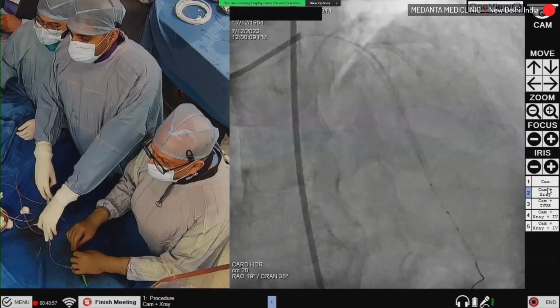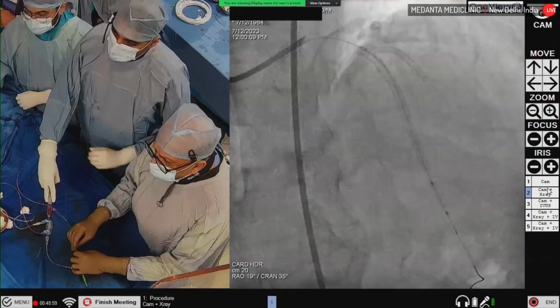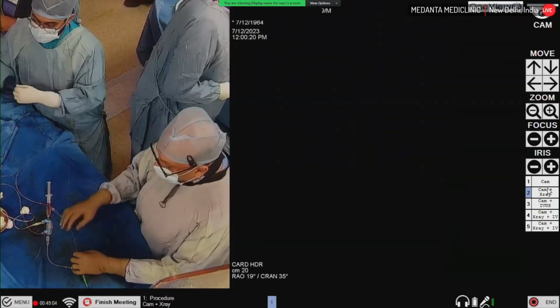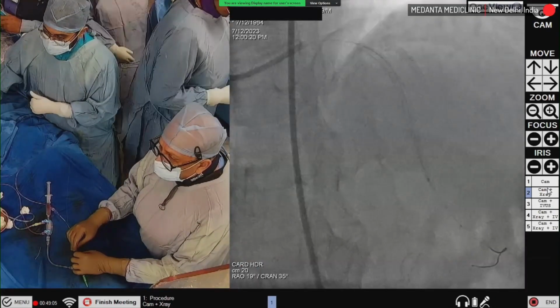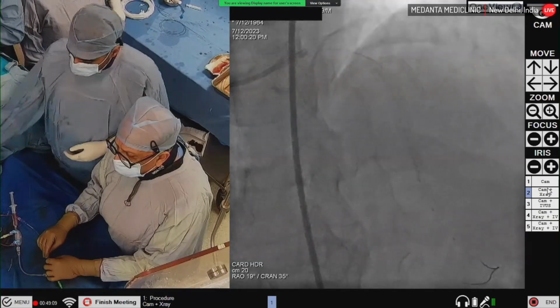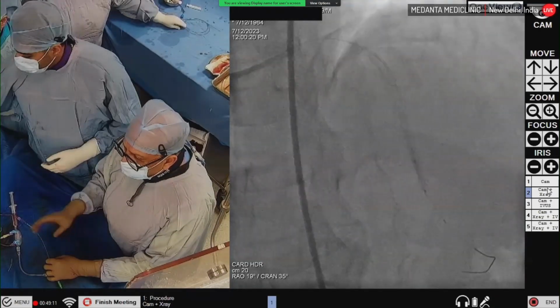Go up, please. Go up. 1, 2, 3, 4, 5, 6, 7, 8, 9, 10. Deflate. Okay. Go up. 1, 2, 3, 4, 5, 6, 7, 8, 9, 10. Deflate.